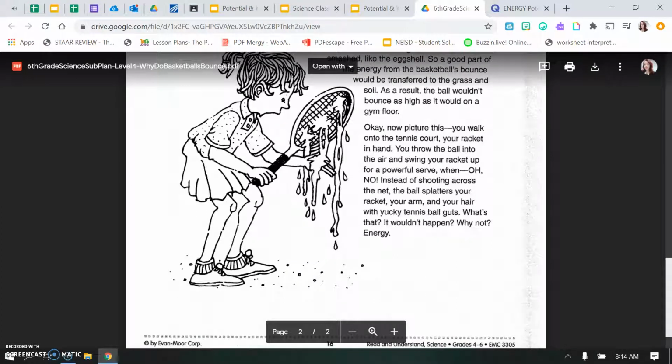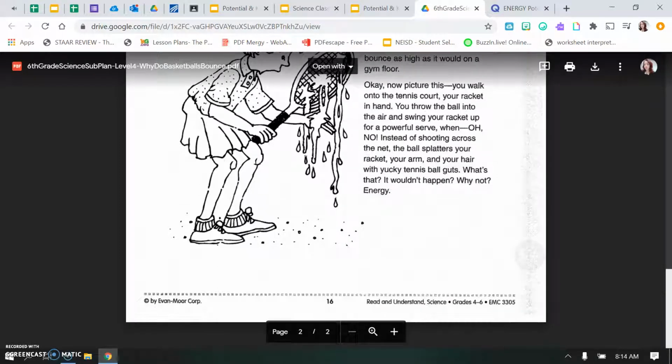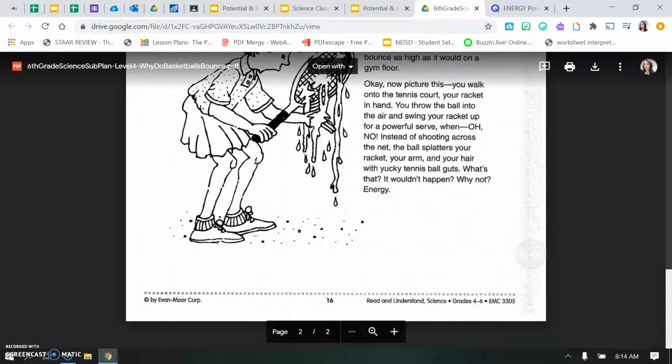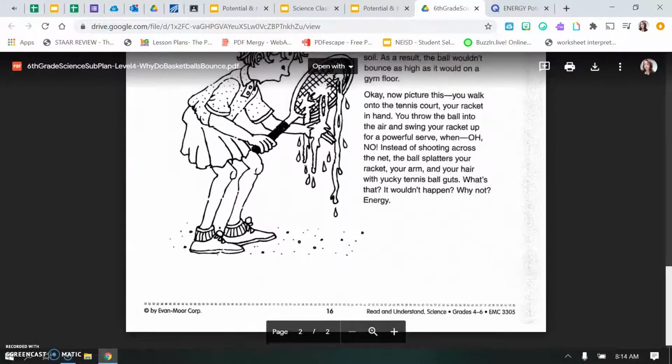Okay, now picture this. You walk onto the tennis court, your racket in hand. You throw the ball in the air and swing the racket up for a powerful serve, when oh no, instead of shooting across the net, the ball splatters your racket, your arms, and your hair with yucky tennis ball guts. What's that? It wouldn't happen? Why not? Energy.